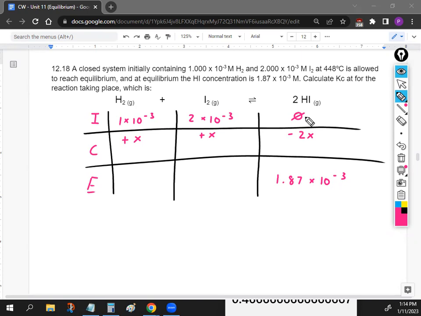Now we know that here, HI goes from 0 to, oh wait, sorry, I did it the wrong way. My bad. Getting my positives and negatives messed up right now. Since you're gaining, that's why it's positive. And we can see that it goes from 0 to 1.87 times 10 to the negative 3. So that means that 2X is equal to 1.87 times 10 to the negative 3. Everybody good with that? Because we go from 0 to that, we gain that much. And if we gain a stoichiometric factor of 2, it's going to be 2X.